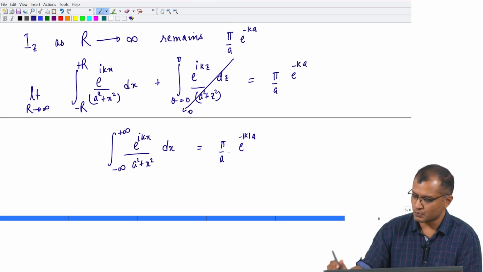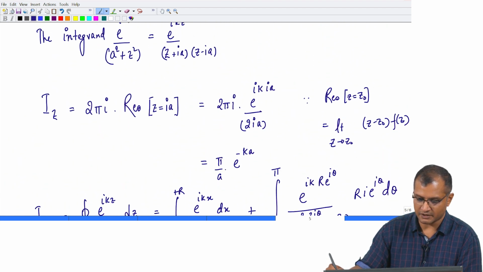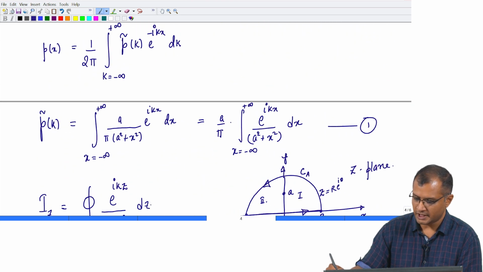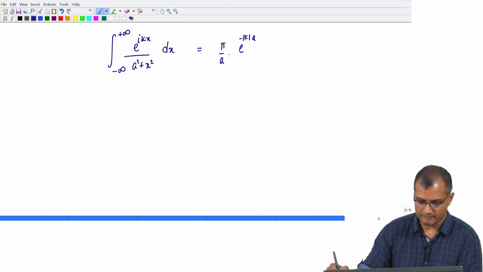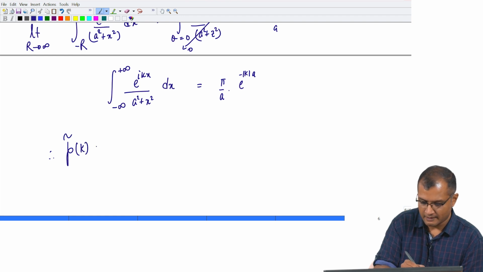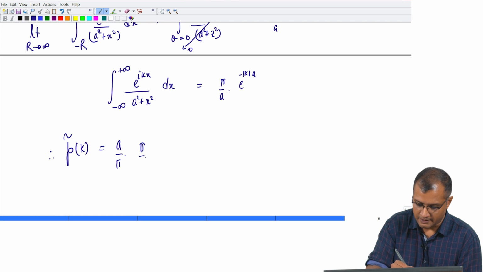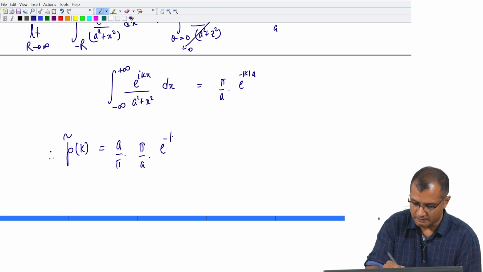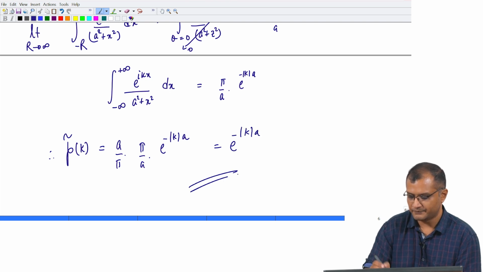Now, combining this with what I wanted, so what I wanted is basically a factor of a by pi outside in equation 1. So, my Fourier transform is basically a by pi into pi by a e to the power minus mod k a, which is nothing but e to the power minus mod k into a. That is the answer.